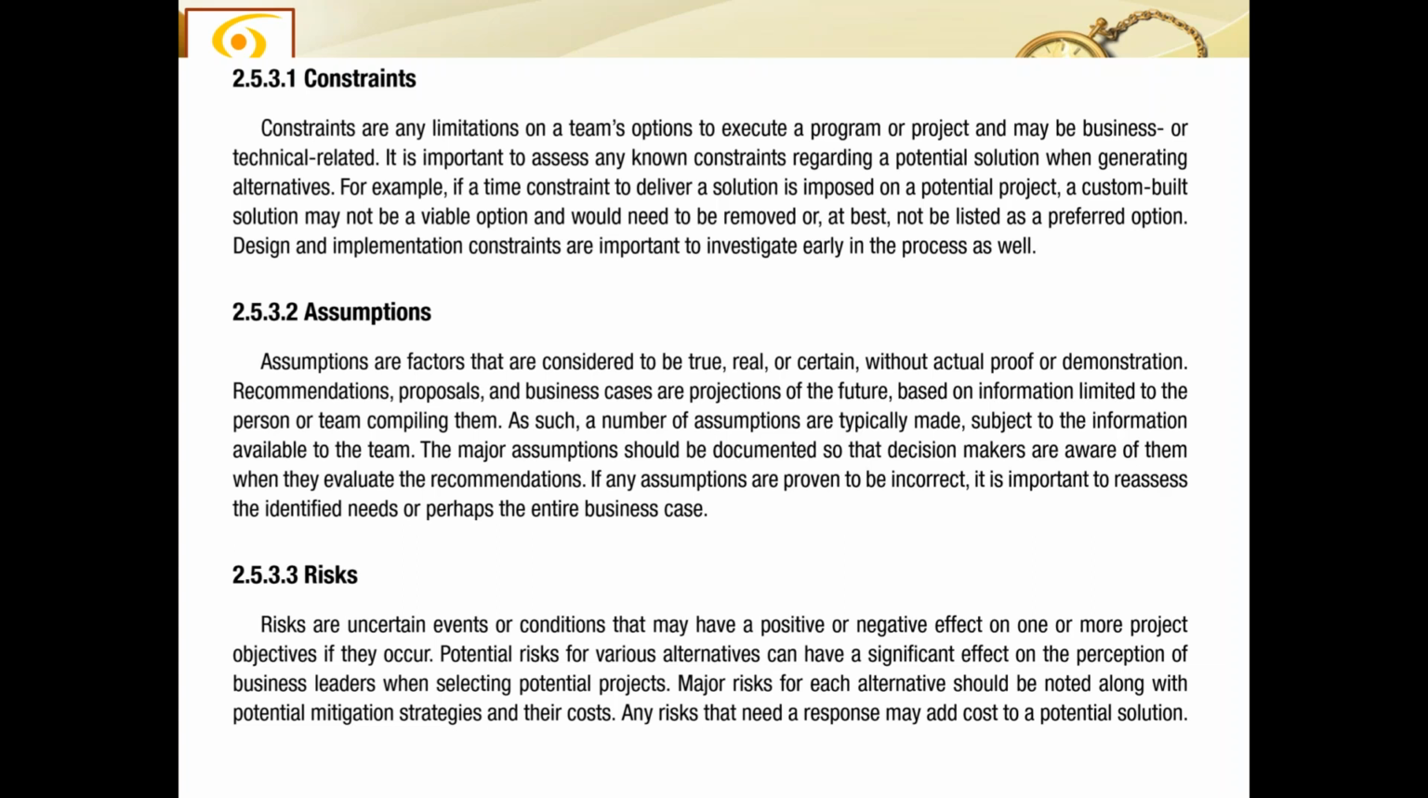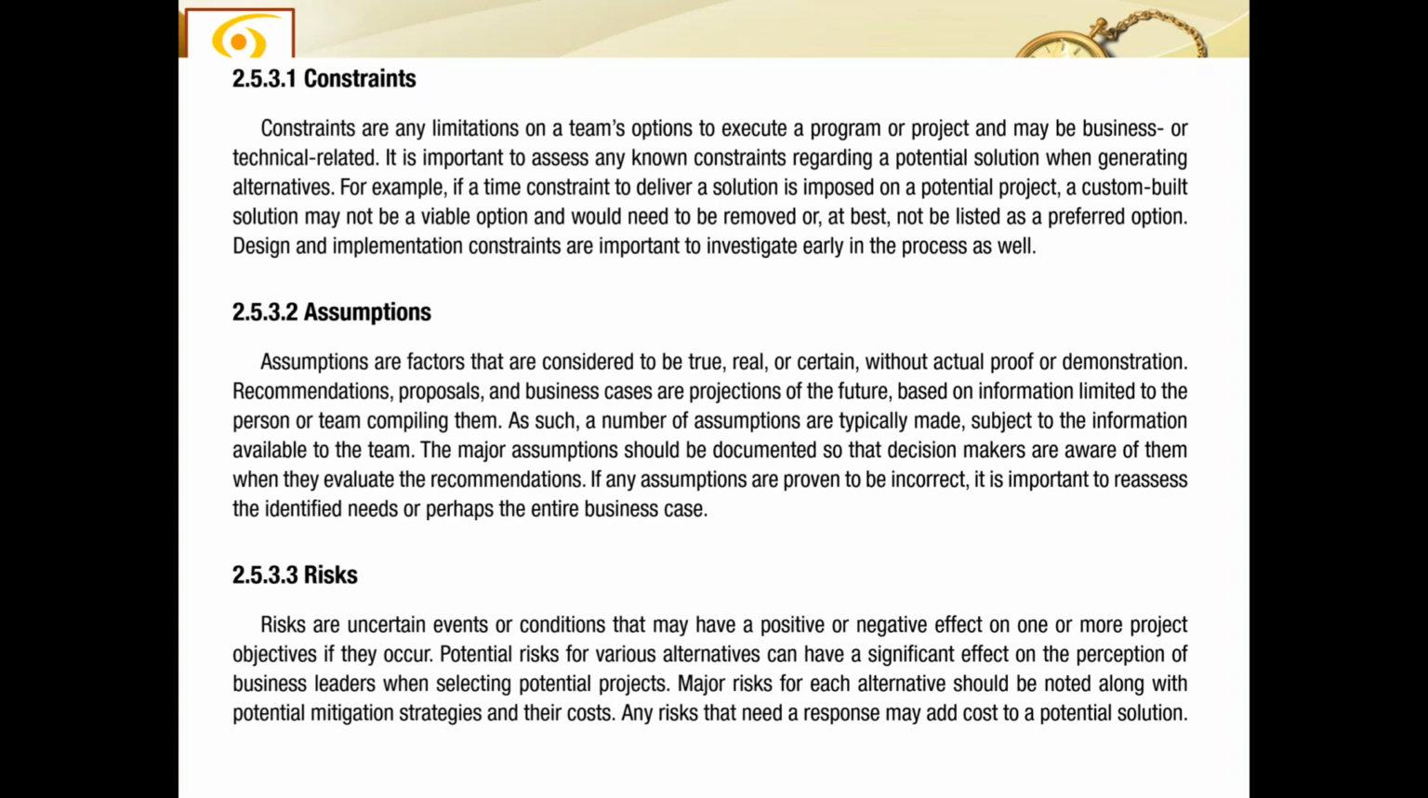Risks are uncertain events or conditions that may have a positive or negative effect on one or more project objectives if they occur. What are the project objectives? Scope, time, and cost are the project objectives. So if anything happening in the project could positively or negatively impact the scope, time, and cost, these things are the risks. But a risk is a risk until and unless it happens. As soon as a risk happens, it ceases to be a risk, it becomes an issue.